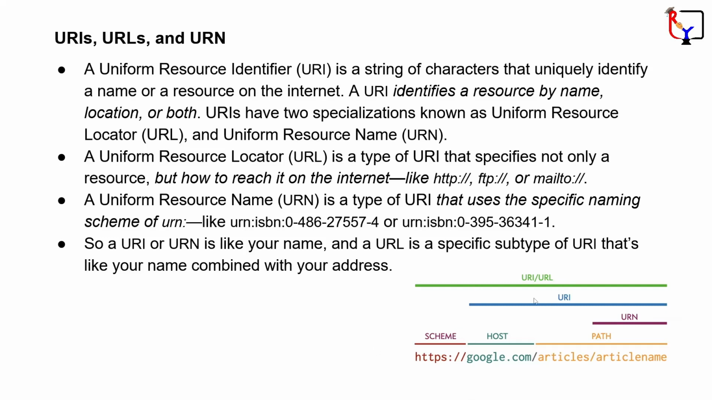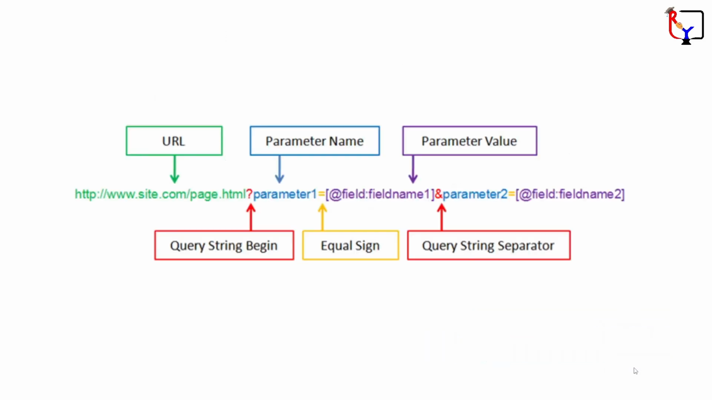This diagram will help you understand more about what is a URI, what is a URL, and what is a URN. The whole thing is a URI, or URL, with google.com/article name. Excluding the HTTP and the double slash, the path part is the URN. This is the URL, with the parameter name and parameter value. This is the end of this slide.